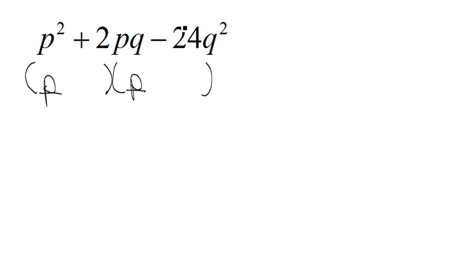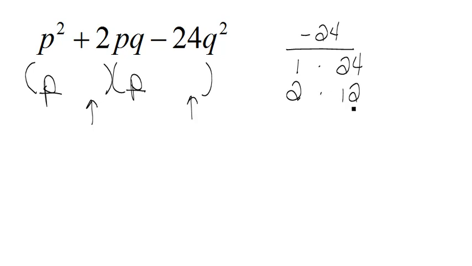Now, we look to the last term of the trinomial for our last terms in the binomials. So I'm going to think of negative 24 and all of the factors of that. Anything that multiplies together, of course, is a factor. So I'm looking for factors of 24, and remember, I want to find a combination of 2. So let's see, 1 times 24, but that won't give me a combination of 2. 2 times 12, that won't work. 3 times 8, that won't work. 4 times 6, now that would work.